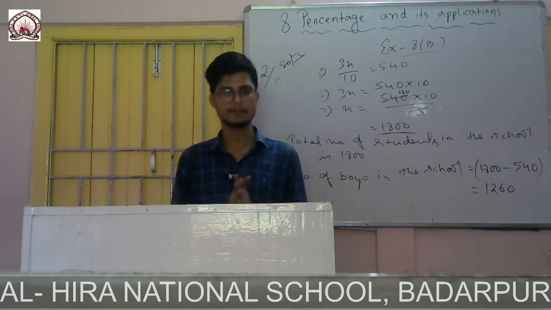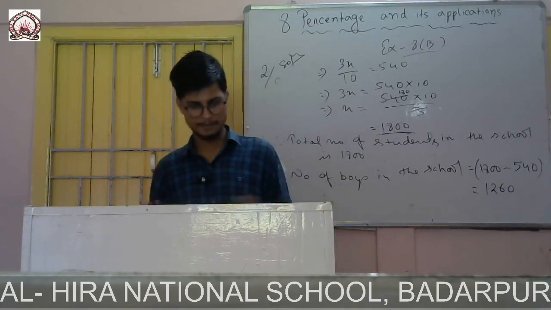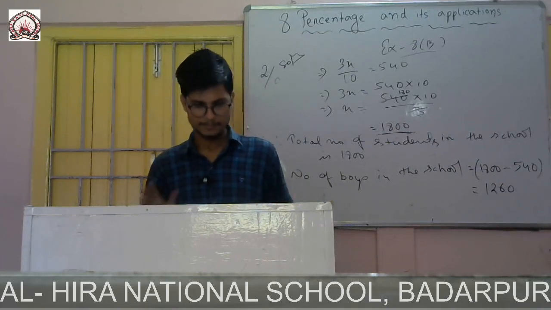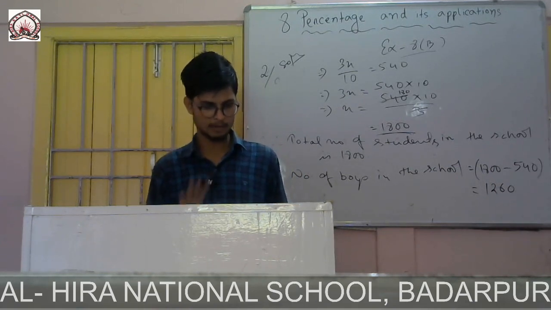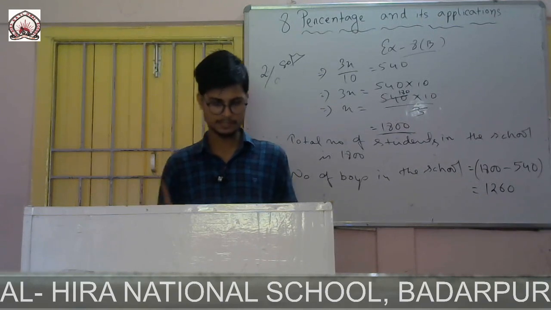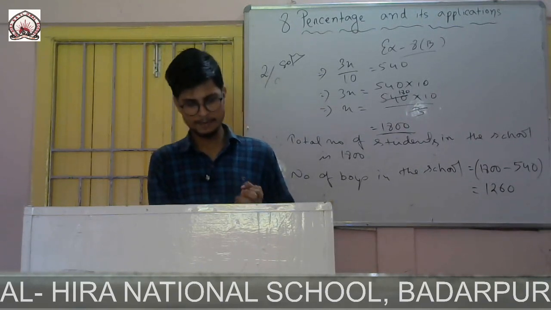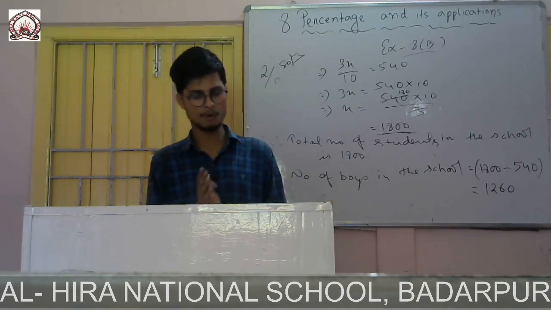Okay, now question number 3. An alloy consists of 3 parts of copper, not percentage, 3 parts of copper, 7 parts of zinc and 5 parts of nickel. So what is the percentage composition of the alloy?